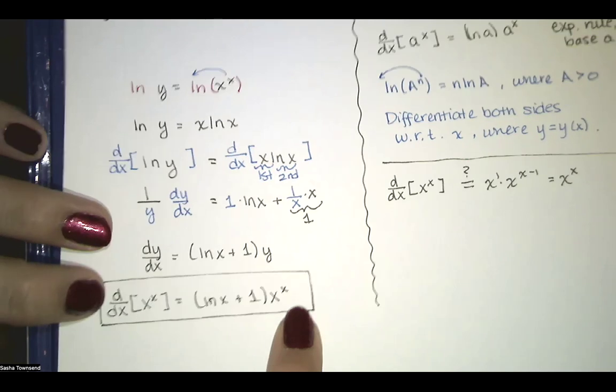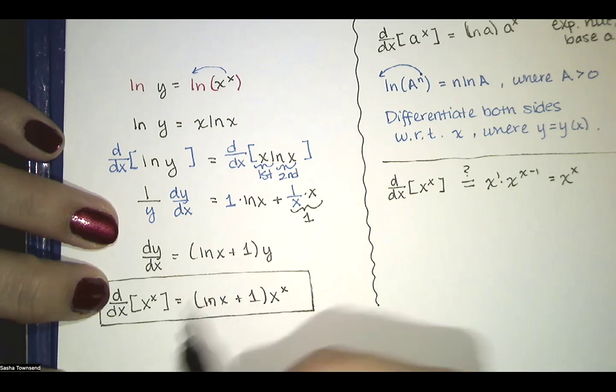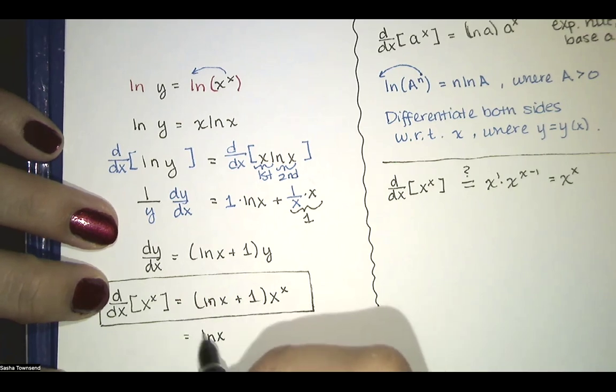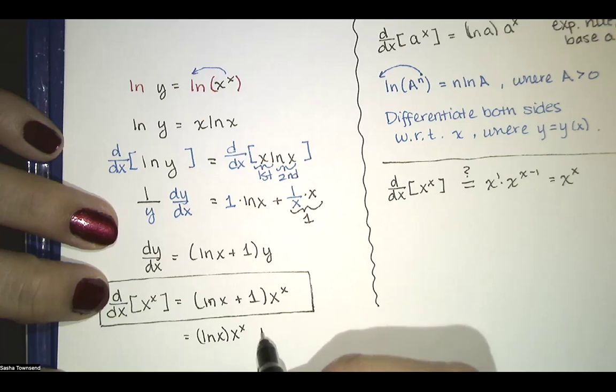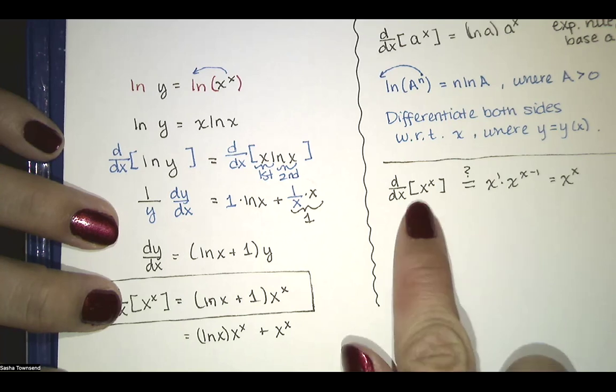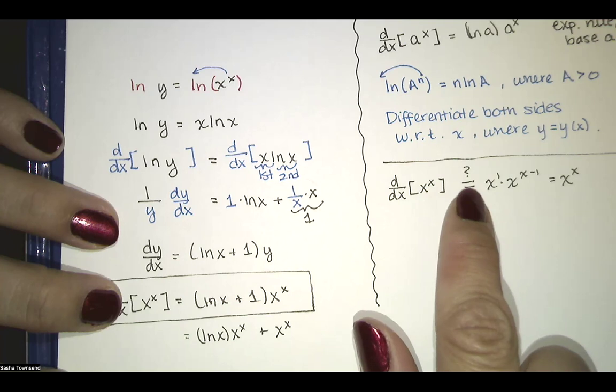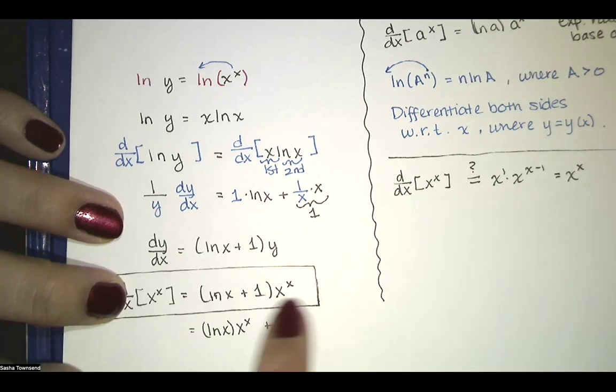We know that that's not true because that's not what we get when we use logarithmic differentiation. But notice that if I distribute this x to the x to this expression here, I've got natural log of x times x to the x as my first term, and x to the x as my second term. And if I take the derivative with respect to x of x to the x, trying to apply that power rule, I get just one term right here.